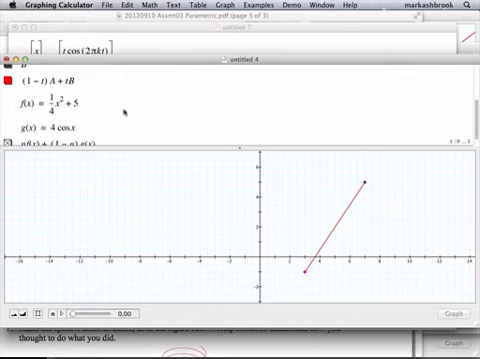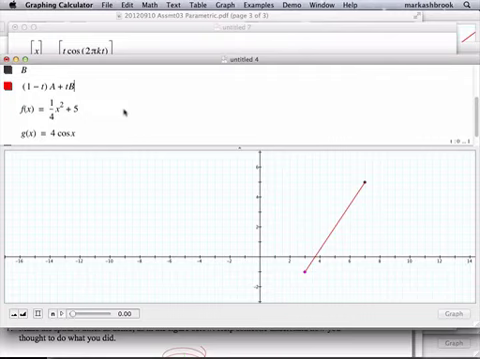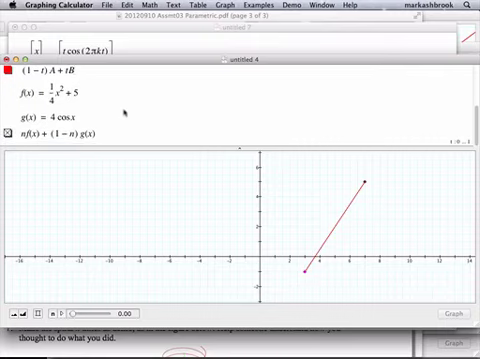Okay, what do these two functions have to do with each other? f equals 1/4 x squared plus 5 and g equals 4 cosine x. Have anything to do with each other? You can combine them together. Okay, so what about this next? Take a look at that. See, predict what's going to happen.